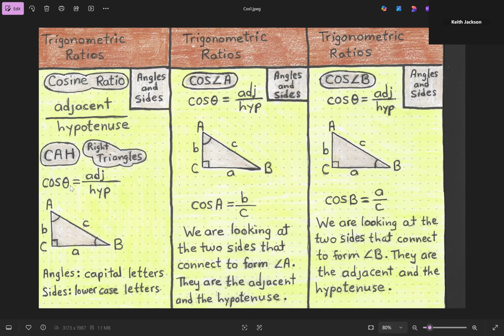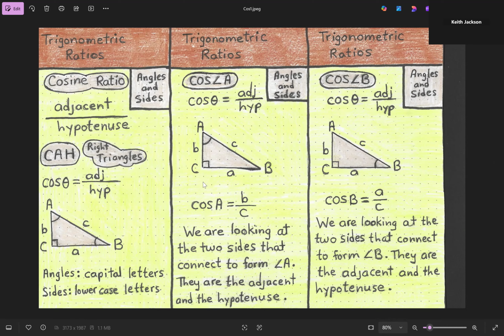When we talk about the cosine ratio, we're going to use the phrase "co." What does "co" stand for? It simply means that the cosine of this angle theta is equal to the adjacent side over the hypotenuse side. The wonderful thing about trigonometric ratios is that you only have to worry about three sides, and those are the adjacent side, the opposite side, and the hypotenuse. Here's what it's going to look like. The small letters represent the sides, and the large letters represent the angles.